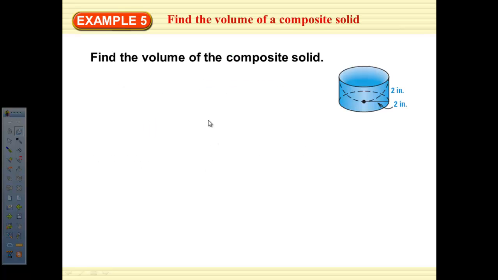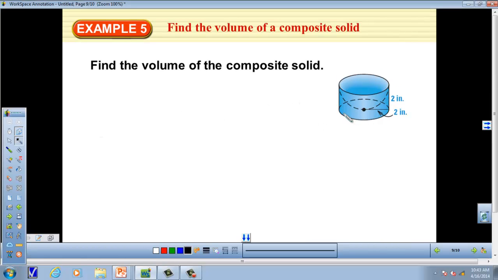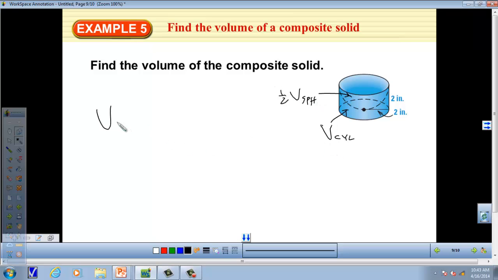Now we're going to do the volume of the composite solid. If you notice, this is kind of hard to see, but what we have is a cylinder, and then there's a hole cut out, which is half of a sphere. So we're going to find two volumes. We're going to find the volume of the cylinder. And then for this part right here, we're going to find 1/2 the volume of a sphere. Okay? And then subtract those two. So first let's do volume of a cylinder.